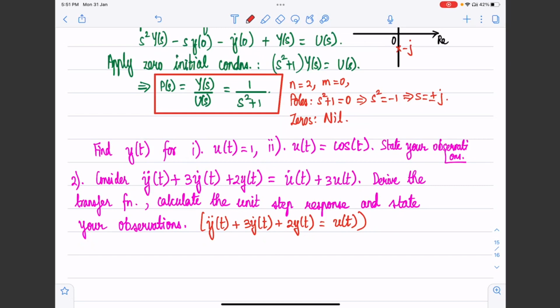Please do these 2 problems. Let me stop here for today. We have looked at stability, criteria for stability, and a few special cases associated with that. Are there any questions? Once again, if you have any questions, please type them in the chat box.